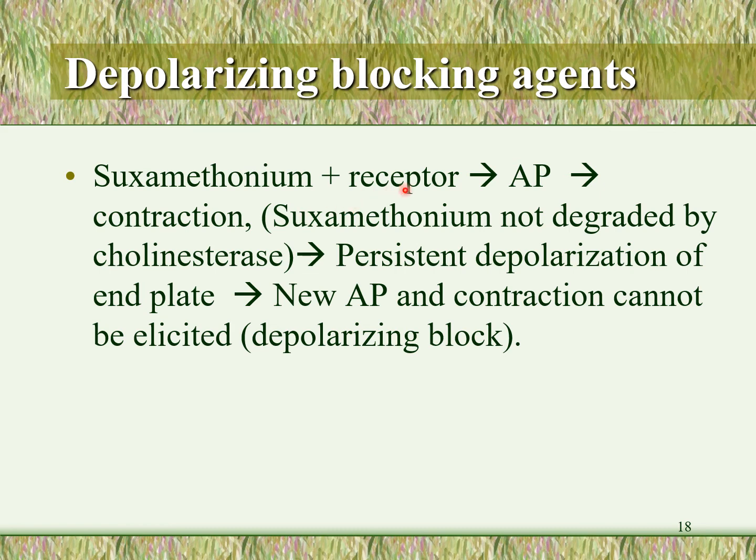Because they are agonists, they can produce an action potential and lead to contraction, so that they will lead to muscle fasciculation. يعني لما نحكيه للمريض بيحصل muscle twitching, muscle fasciculation, muscle contraction, small muscle contraction. But due to that, succinylcholine is not degraded by cholinesterase, this will lead to persistent depolarization of the end plate, so that a new action potential, a new contraction cannot be elicited, cannot be produced.